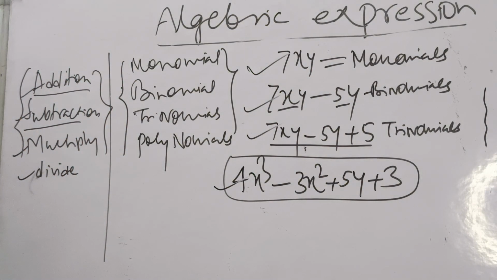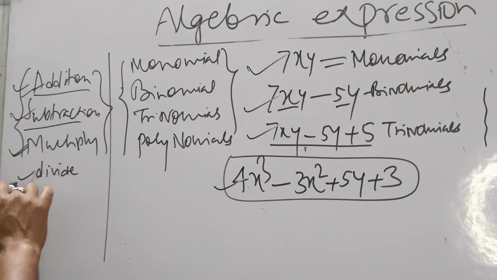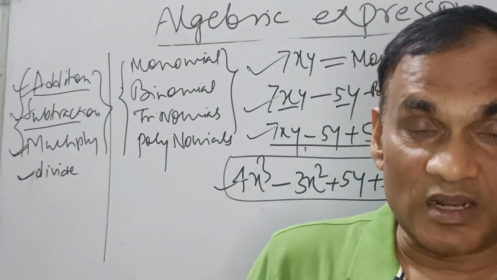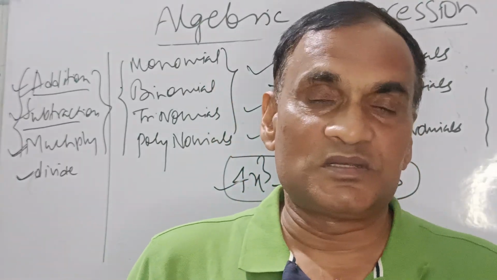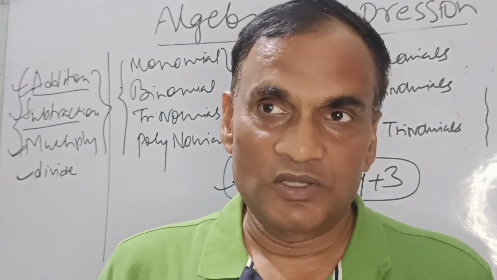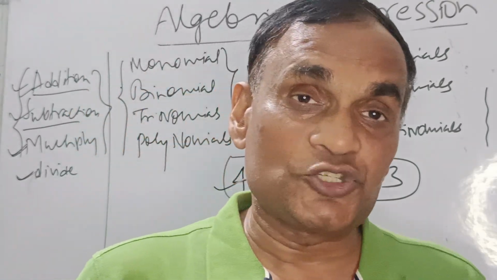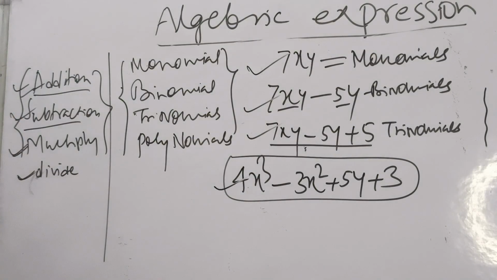Now we'll move further. In this chapter we will see how to add, how to subtract, how to multiply, how to divide. These are the 4 topics: addition, subtraction, multiplication, division, and they are very, very important. Now we'll see them one by one. The first topic is addition, how to add. So we'll go through this addition.